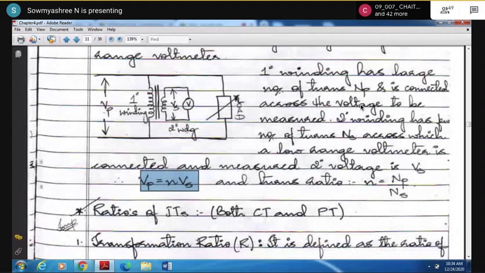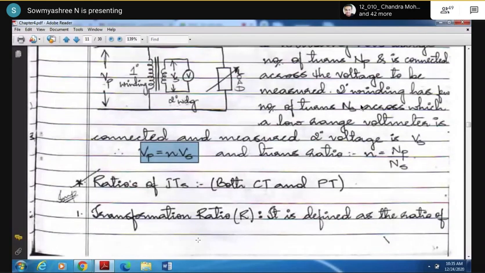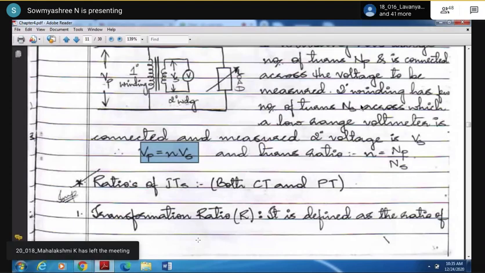So before going into the design and constructional features in detail of CT and PT, you should know certain terminologies, certain definitions with respect to the instrument transformers. So let us know what all these things are. Transformation ratio. Have you heard about transformation ratio?